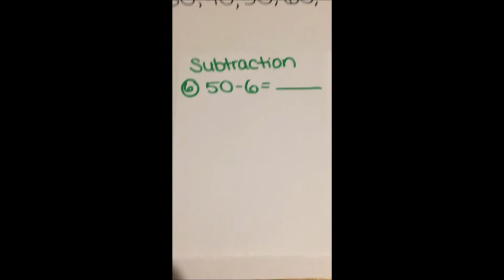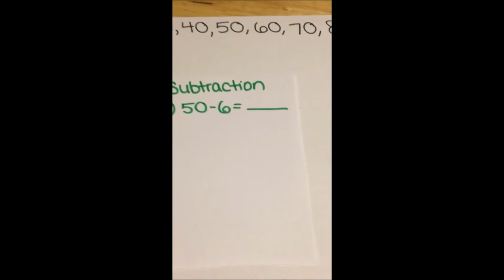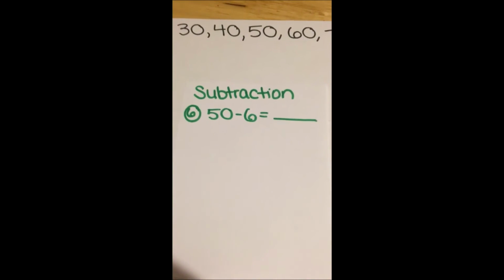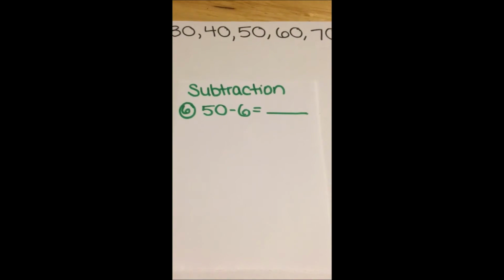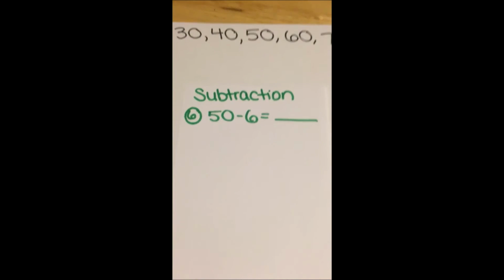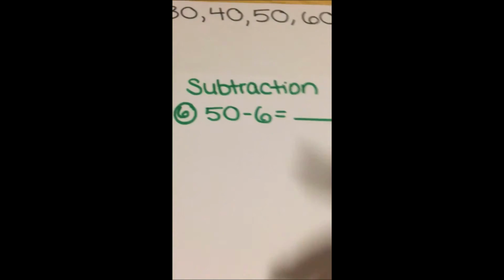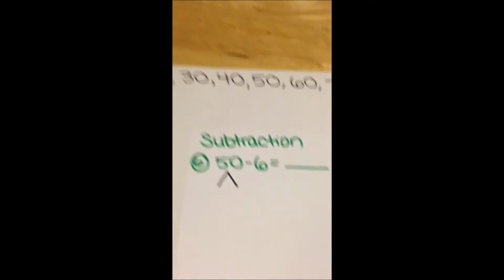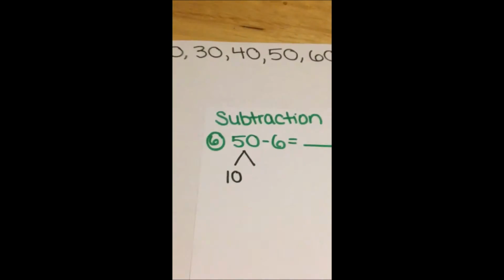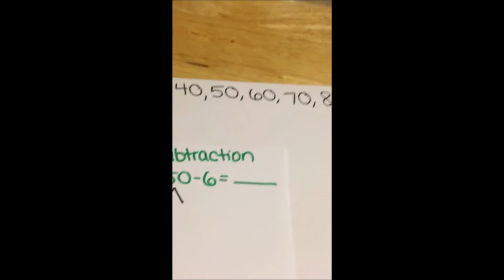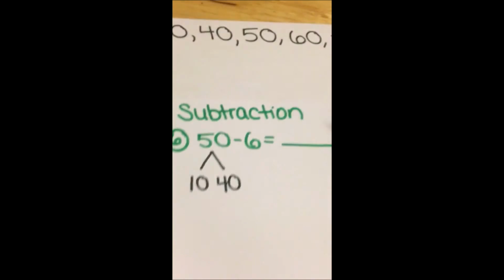Number 6. 50 minus 6 equals something. Now I'd like you to pause this video and try it on your own. Okay, if you press play, that means you're back. Let's try to go over this. So our 50, we have to break it up. And I said the first number we have to break it up always is a 10. Now what does our other number have to be? If you said 40, you got it.